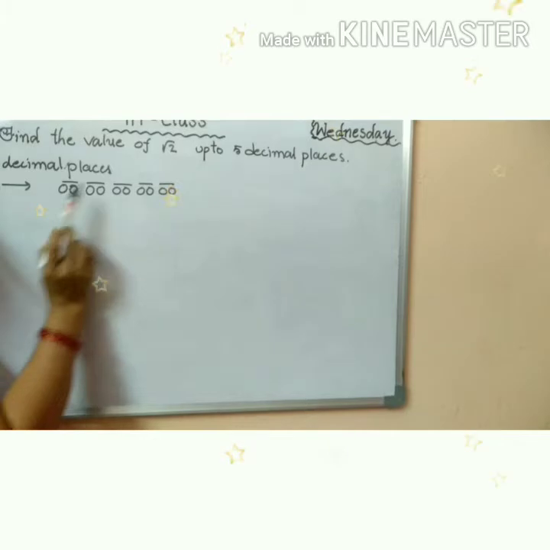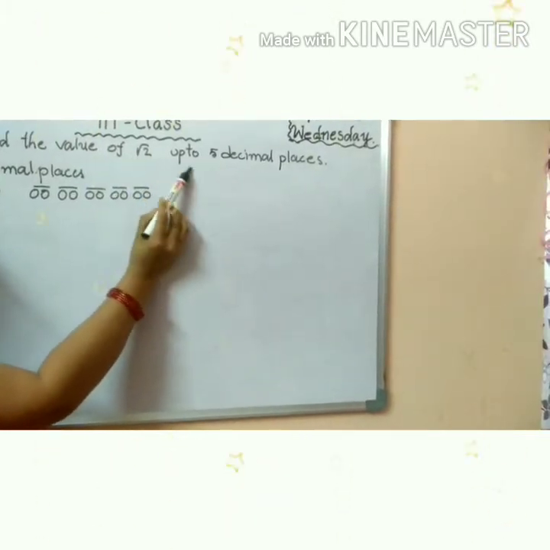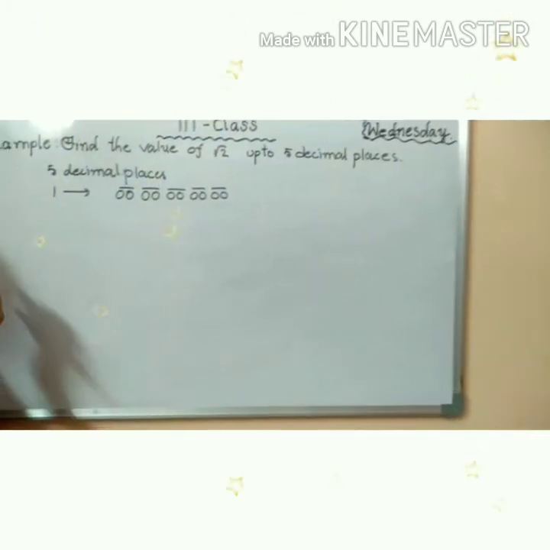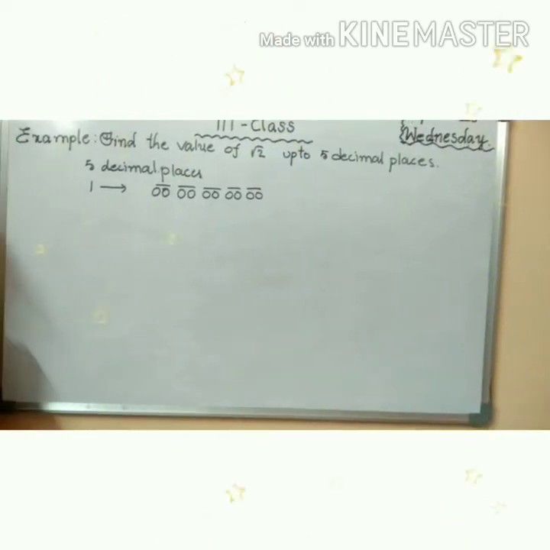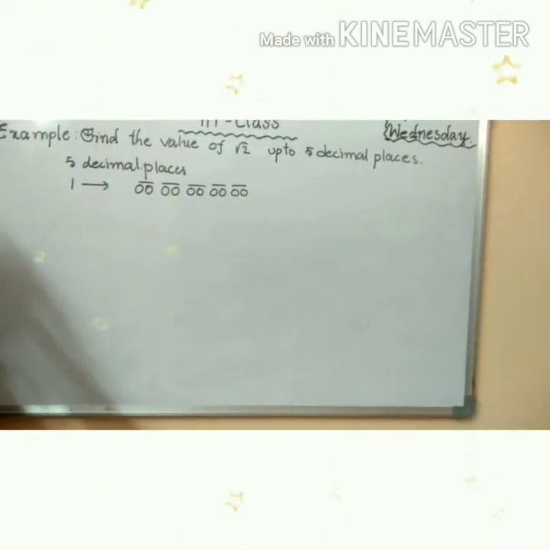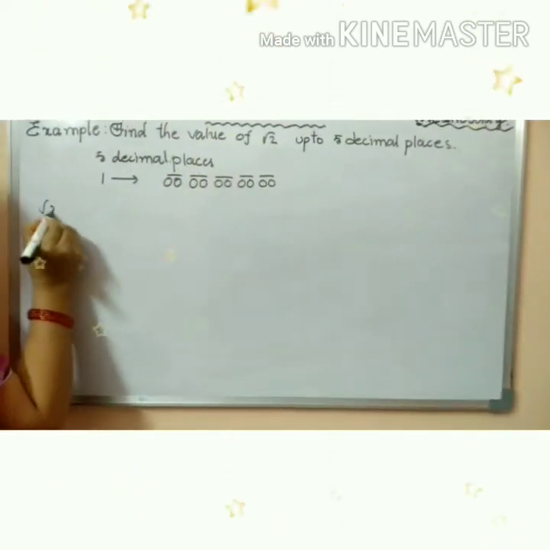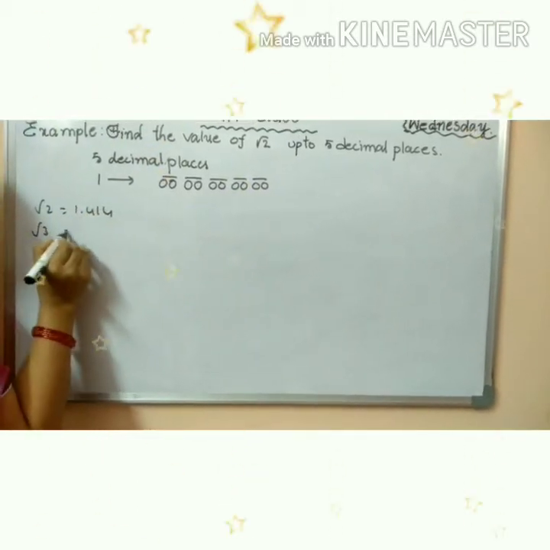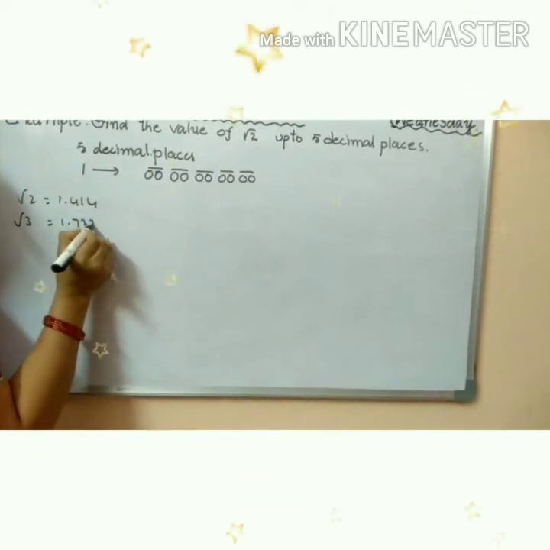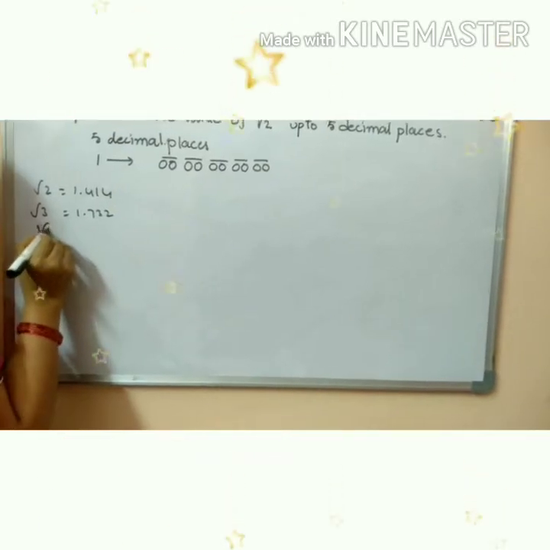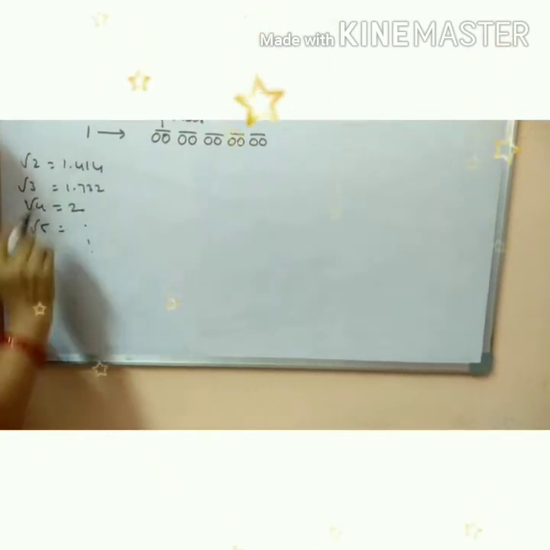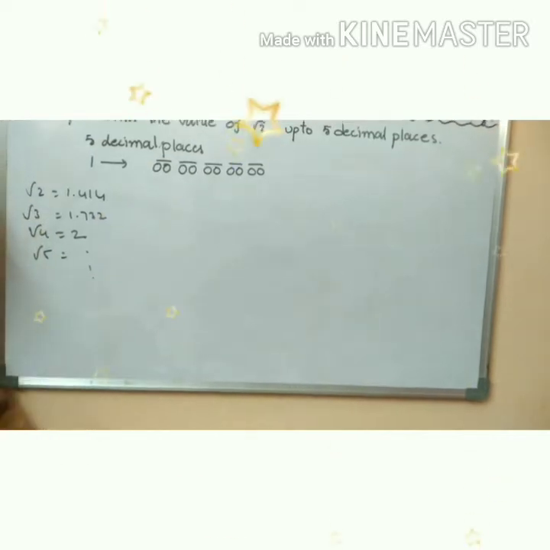Okay. Did you understand? Here they are asking about root 2 up to 5 decimal places. We already learned in the previous class how to find the values. Root 2 equals 1.414, root 3 is something like 1.732, root 4 equals 2, and root 5 is something like that. You just remember those values.